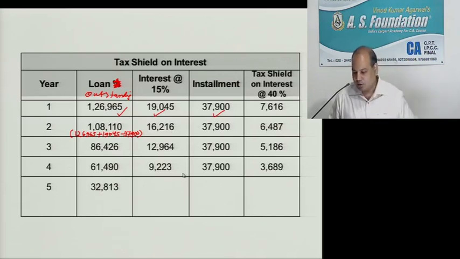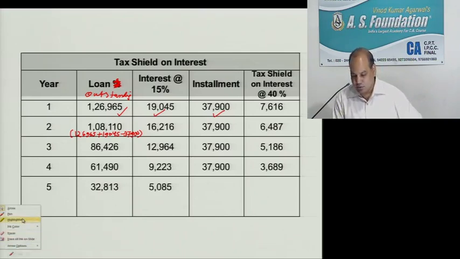Now stop. In the last year, what I'll do: my loan plus interest should be equal to the installment, so that I don't have to carry forward any more balancing figure. So last year we will not calculate interest, we will take the balancing figure. The balancing figure will be 37,900 minus 32,813. How much is that? 5,087. Okay, no problem. A difference of 1 or 2 rupees, you don't bother.